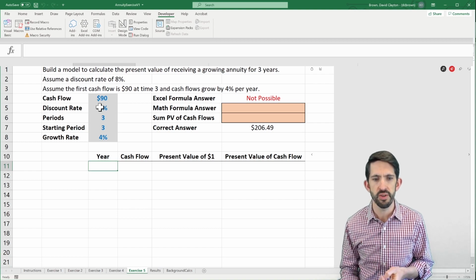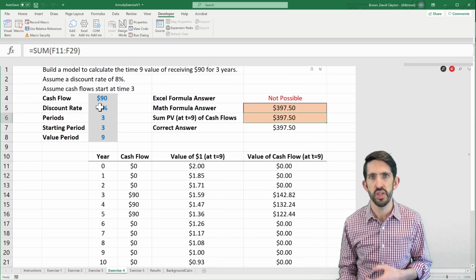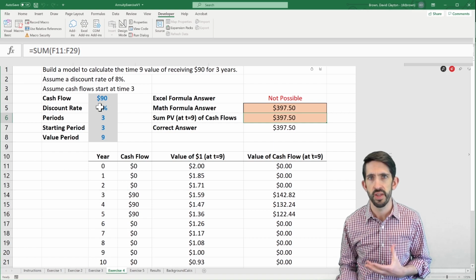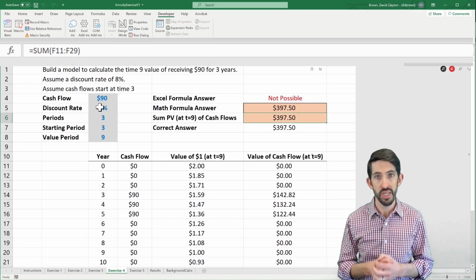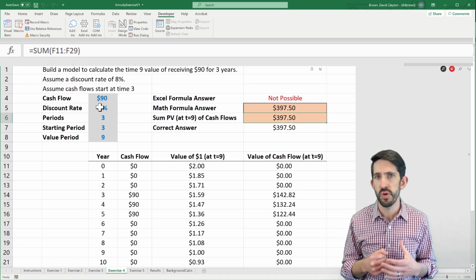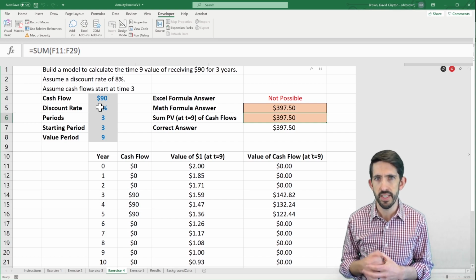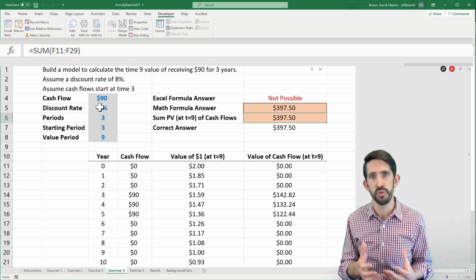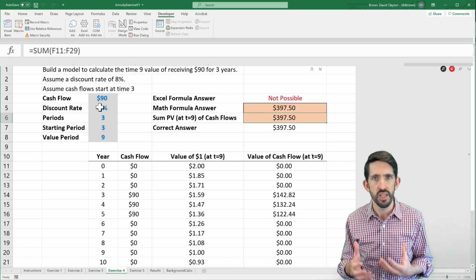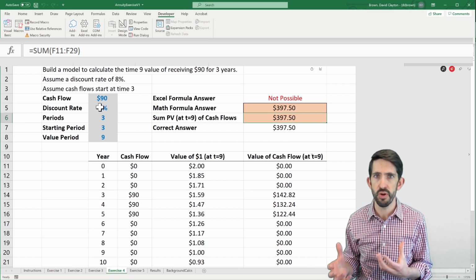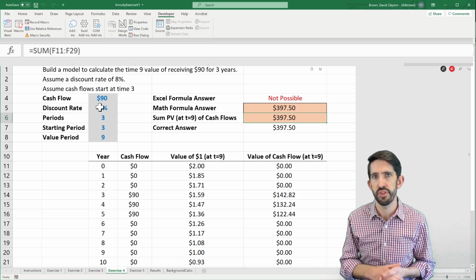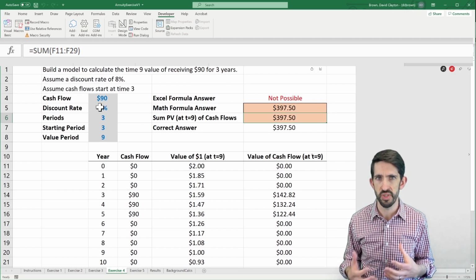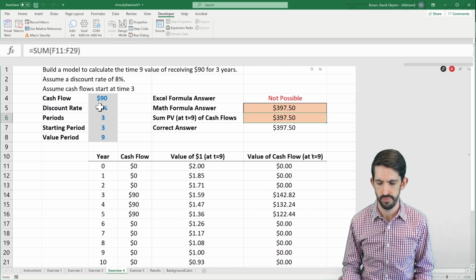The other thing I want to point out is that in exercise 3, exercise 4, and exercise 5, the present value formula, the PV function in Excel, we were not able to use anymore. It doesn't have the ability by itself to move these cash flows around in time. You could always move them around the same way we were doing with our math formula, but there is no built-in Excel function to do these calculations all by themselves.